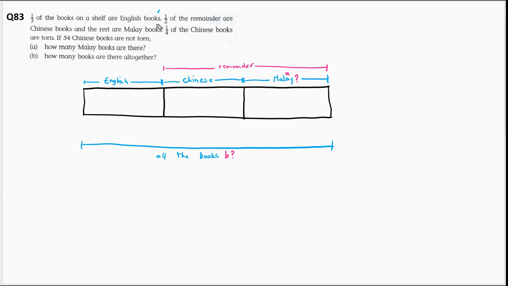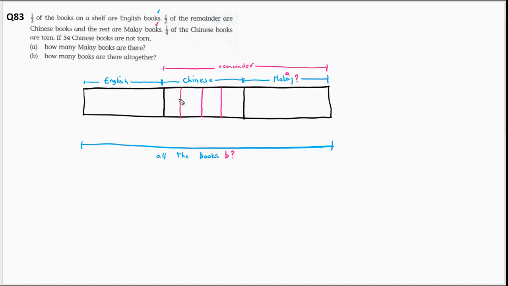We've got that. It says that a quarter of the Chinese books are torn. So it takes the Chinese books and splits that into quarters. So that's what I'm going to do. This is the part that represents Chinese books. I'm going to split that into quarters.